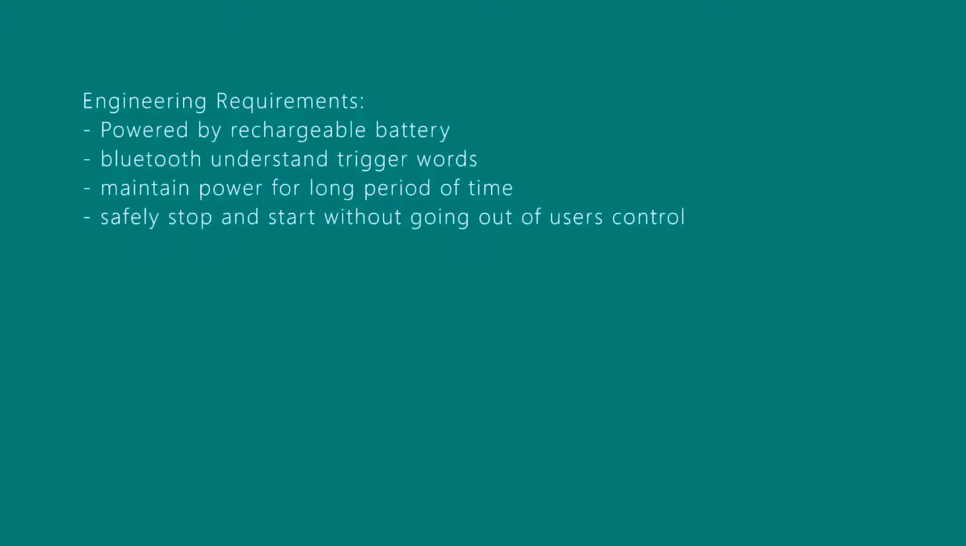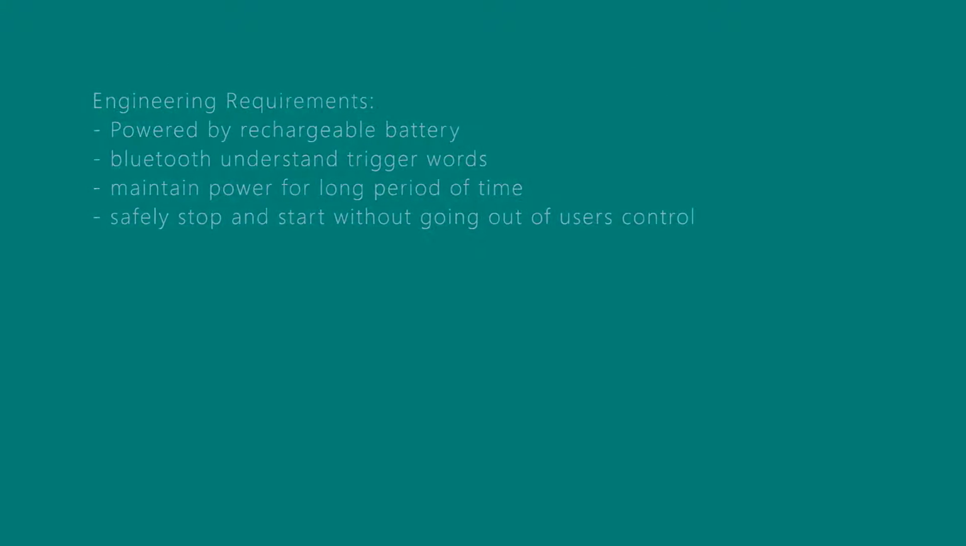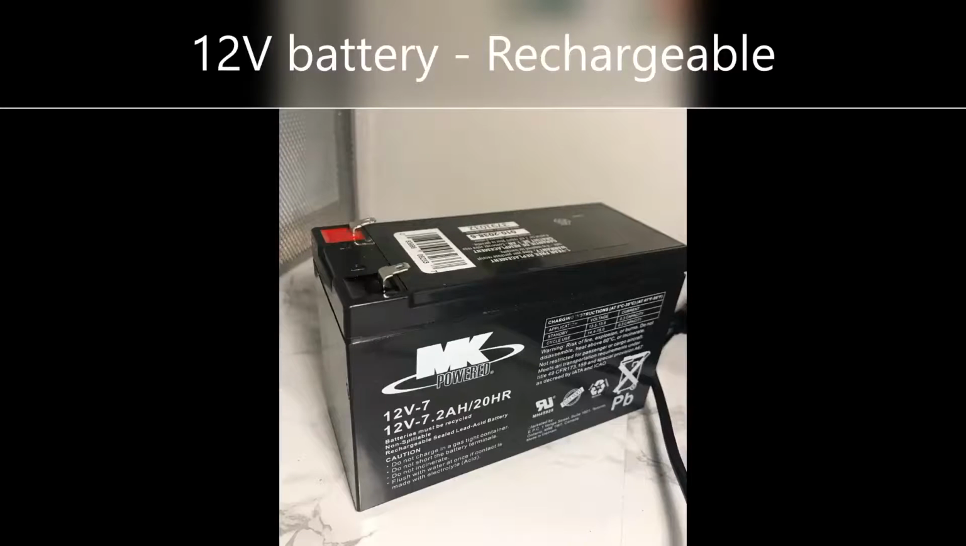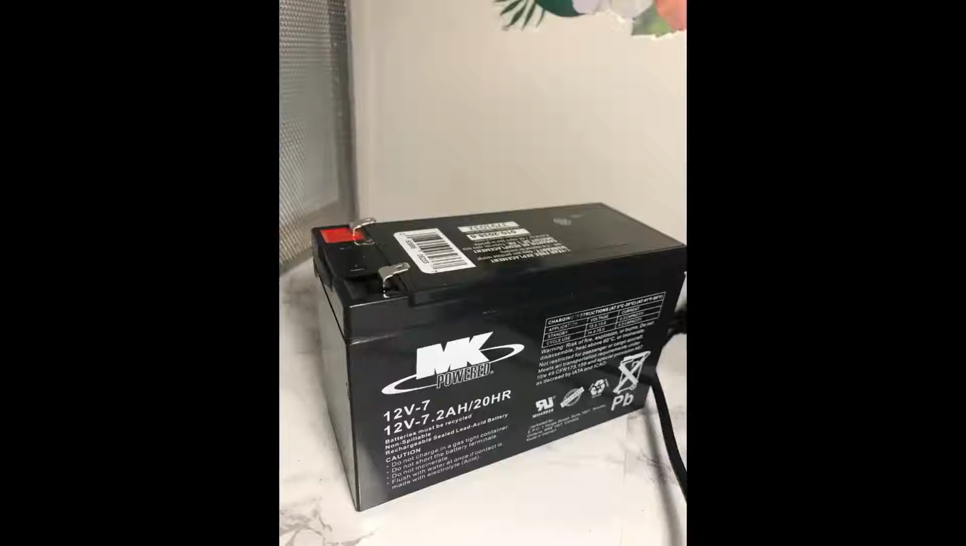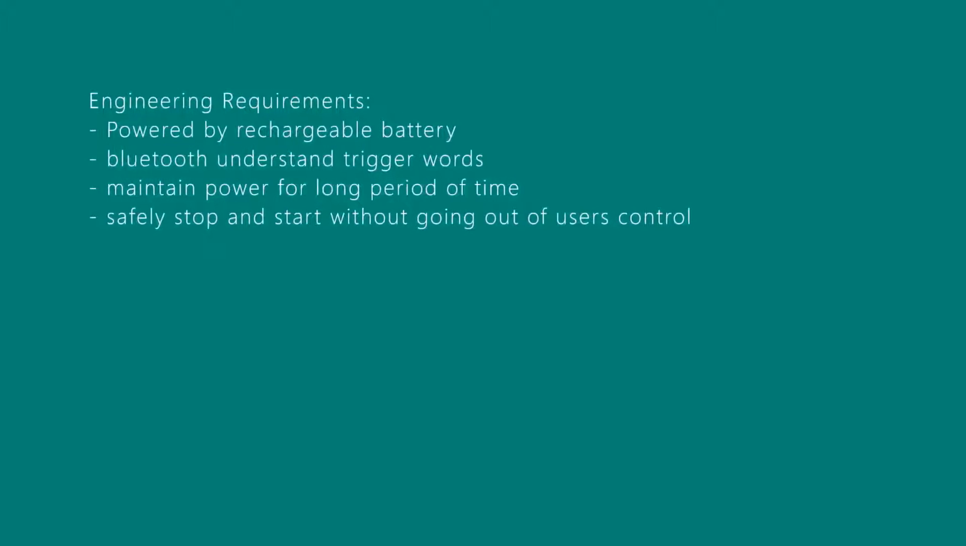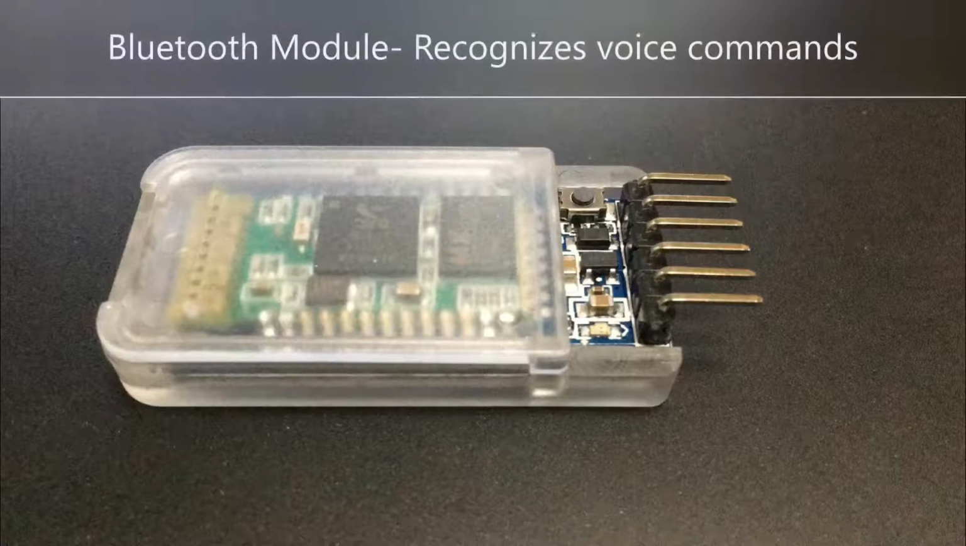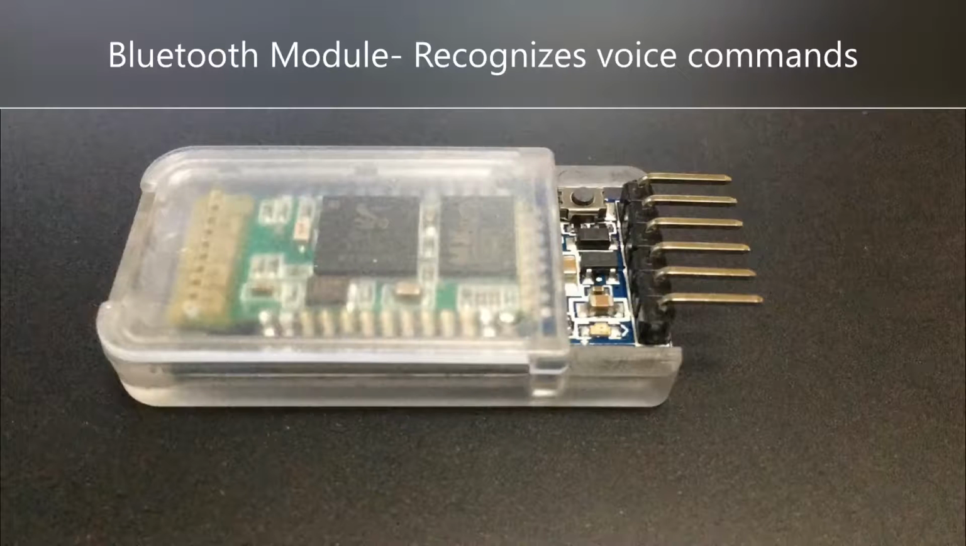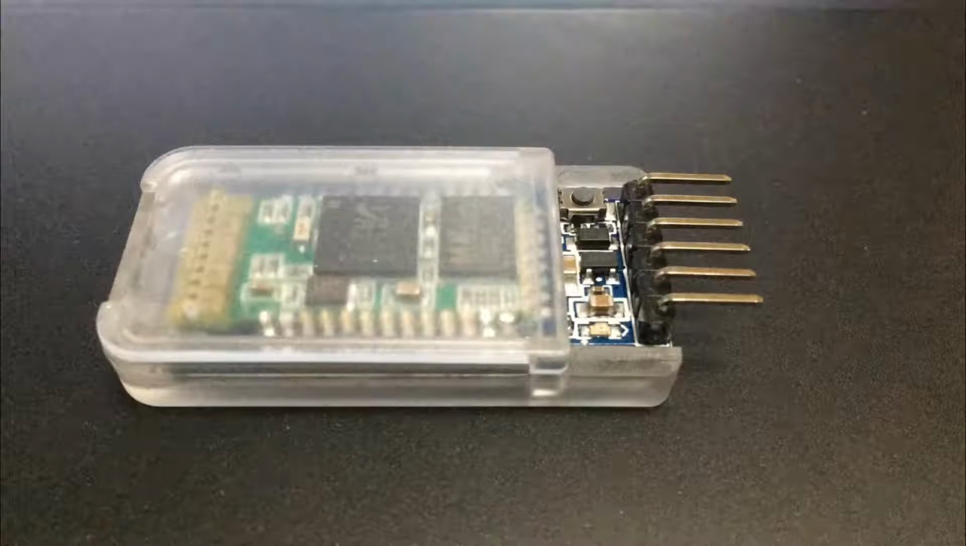We had 4 engineering requirements for this project. The first one was having the wheelchair be powered by a rechargeable battery. We implemented this in our design by using 2 12-volt batteries, one for each motor, and this allowed us to push the wheelchair. Our second engineering requirement was having the Bluetooth module understand the trigger words. We used a smartphone which allowed us to control the wheelchair, and the trigger words that we used were forward, backward, left, and right.